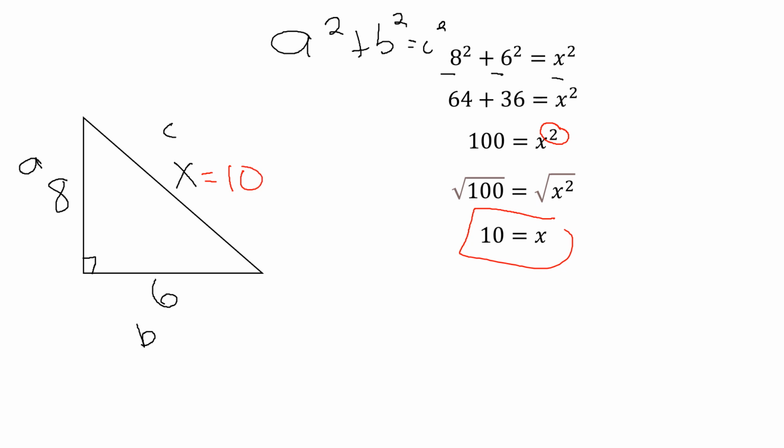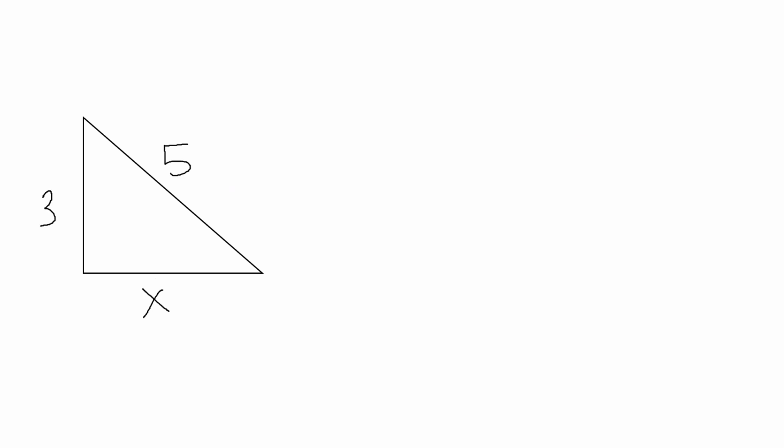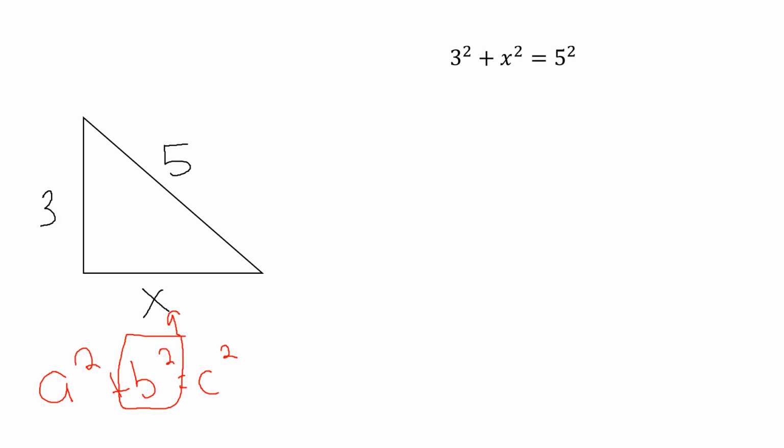All right, let's do another one. So let's look at this one. And this one's slightly different in that our x is not our hypotenuse. Our x is one of our legs. So we're still going to use a squared plus b squared equals c squared. In this case, though, my b is going to be my x. So a squared plus b squared equals c squared. And I just start walking through now and solving for x.